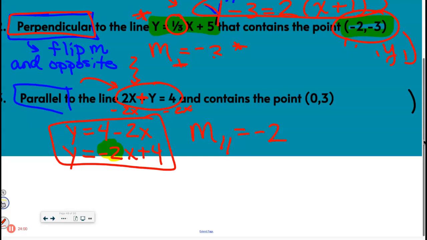So now we have our slope, and we have a point it needs to go through. Is that point the y-intercept or just some random one of the infinite number of points on the line? What do you think? 0 over 3 up. Y-intercept or not? What do you think?